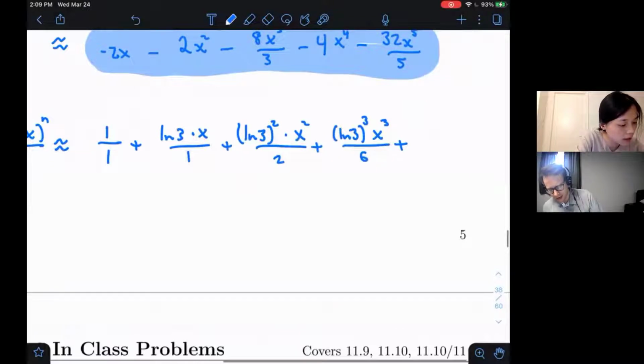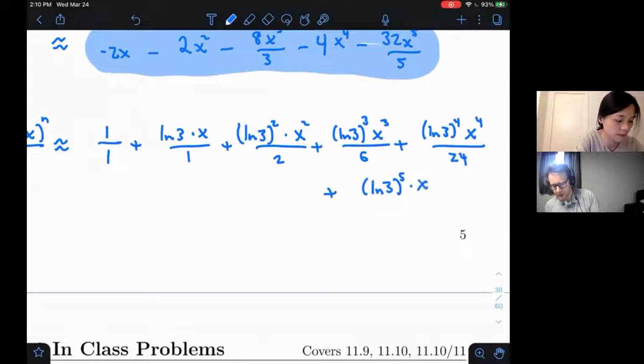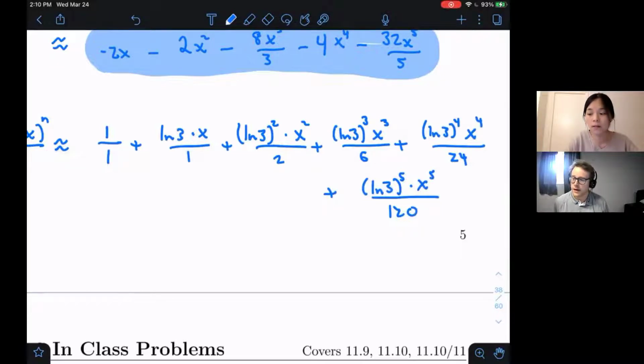So trying to simplify as we go this time. Natural log of 3, plugging in 4 everywhere I see an n. So x to the 4th divided by 4 factorial, that's going to be 24. And lastly, the natural log of 3 raised to the 5th power times x to the 5th divided by 5 factorial, which is 120. So this right here would be the 5th degree Taylor polynomial for this particular series.